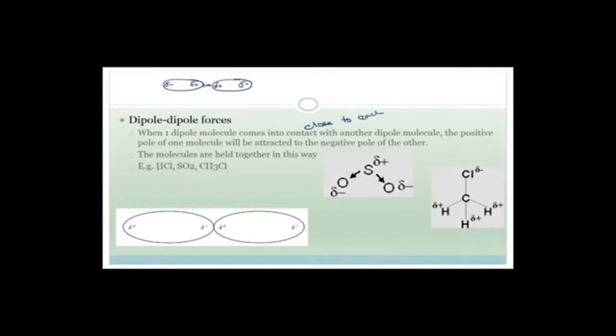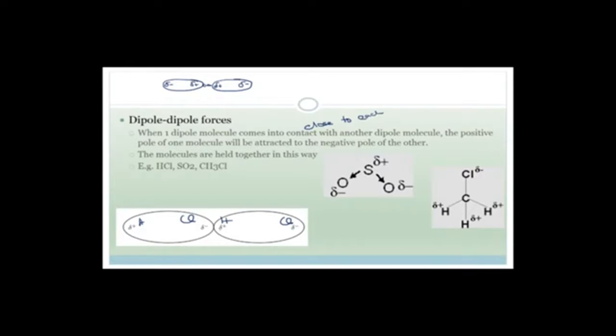So examples of this would be hydrogen chloride. For example, this would be H, and that would be Cl, and that would be H, and that would be Cl. So that would be an example of your dipole. Another example would be sulfur dioxide.